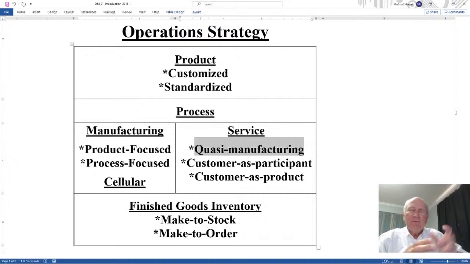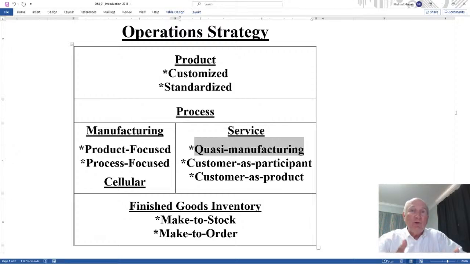An example: you go in and order something from Wendy's, and you say, "I want this hamburger," and so you give them the order, and then once you place the order, you move over here, you wait for them to put the order together. Well, when they're putting the order together, that's quasi-manufacturing because you're no longer involved in the service. The service is separate from the customer. It is actually creating the product then.